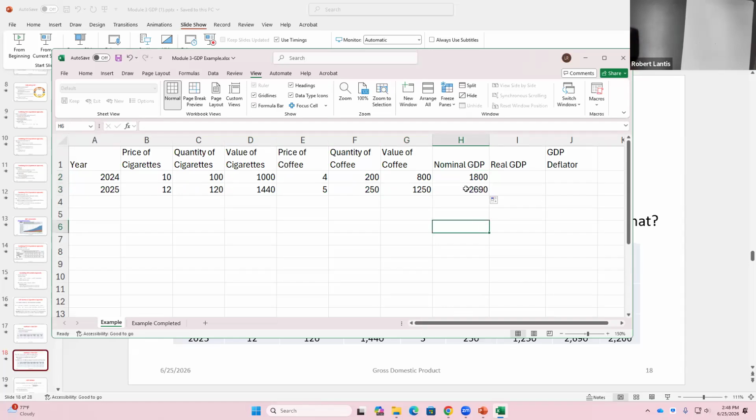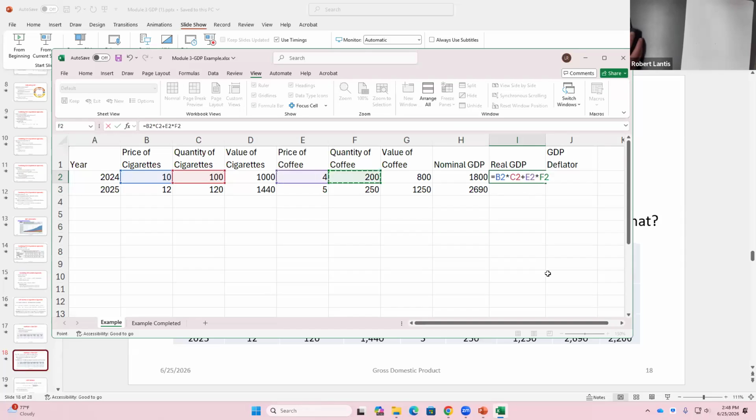We can do this by hand. We could also do it in Excel. Now, what would my real GDP be? Well, real GDP uses the base year's prices, but the current quantity. So here we're going to use the base year of 2024, which means to calculate real GDP in 2024, I'm still using 2024's prices, multiply that by the quantity of that good in 2024, and then do that for the next good as well. So here I can calculate real GDP.